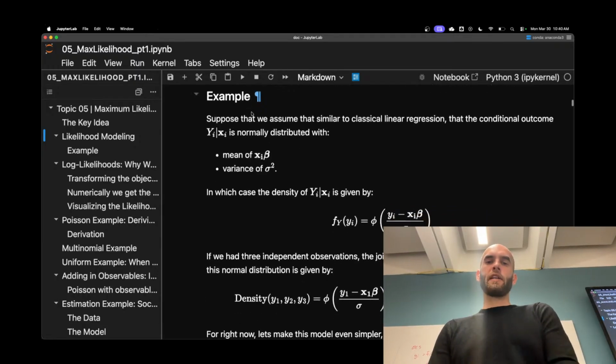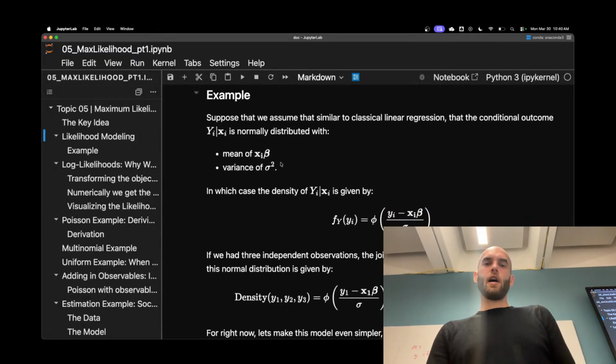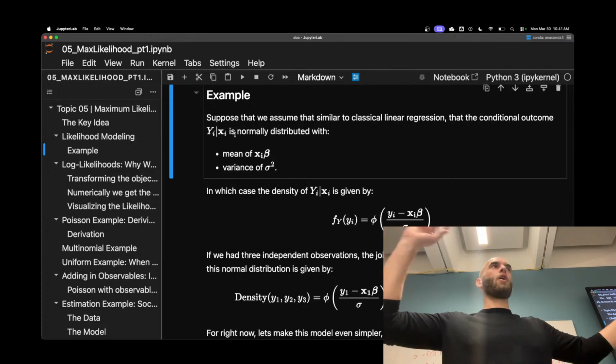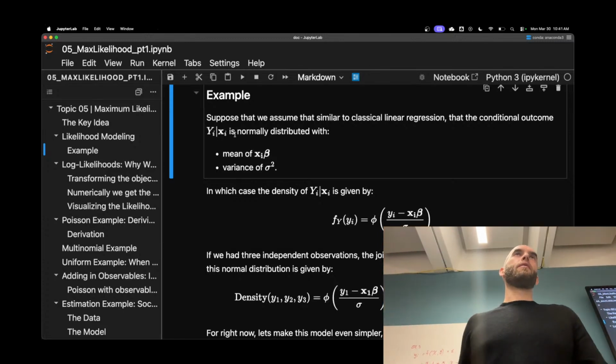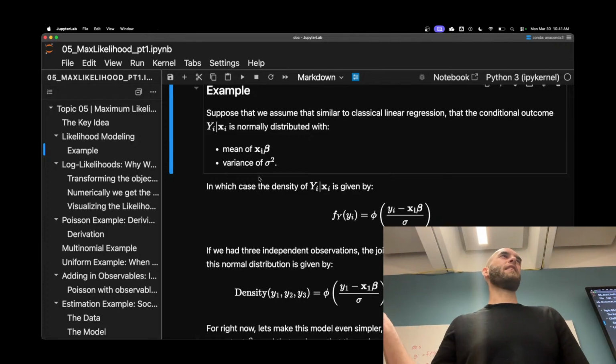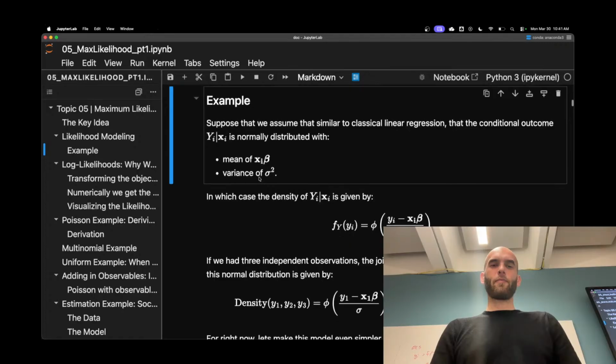Okay, so let's walk through an example and set this up using our more classical regression. So let's say we have something like a classic linear regression. So we have yi conditional on xi. So this is our output variable, our outcome variable, given our predictor variables, xi. And let's say this is normally distributed. We have a mean of xi times beta, and then a variance of sigma squared. So all very standard things. You could probably do all of this in your sleep.